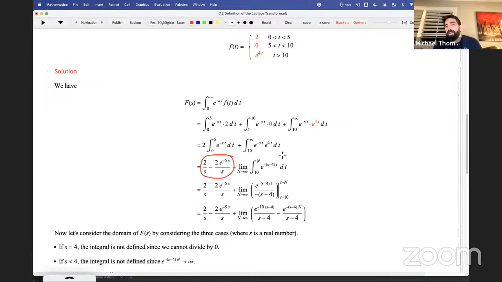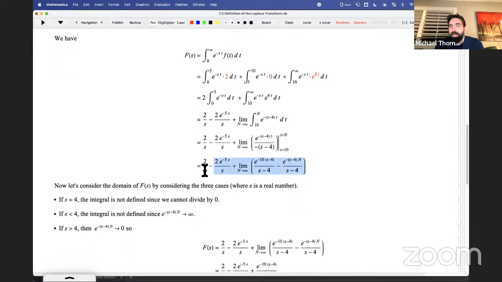Now for the other one, this one's not bad either, but make sure it's written nicely, and then just use a substitution and evaluate, and this is what you'll get. All right, so now we want to look at the possible S values. S is, we're assuming, in the real numbers, but we all know it's really complex, but it works for now. So let's break this up at S equals 4.